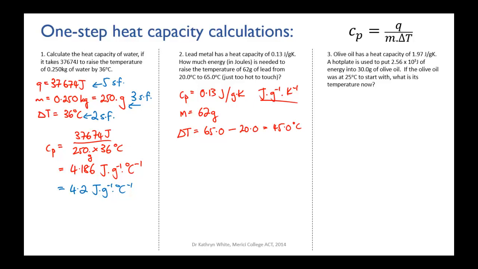Okay, now we're calculating energy. That's Q. So we're going to rearrange the equation. I'm going to show you how it ends up being rearranged, but I'd like you to make sure that you can rearrange it for yourself. So once you've rearranged it, you should end up with Q equals Cp times the mass times delta T. And if we plug that in, we get 0.13 times 62 times 45.0.